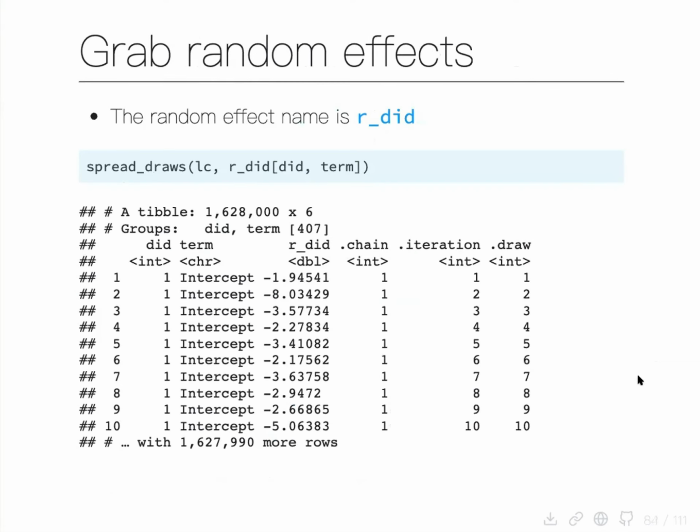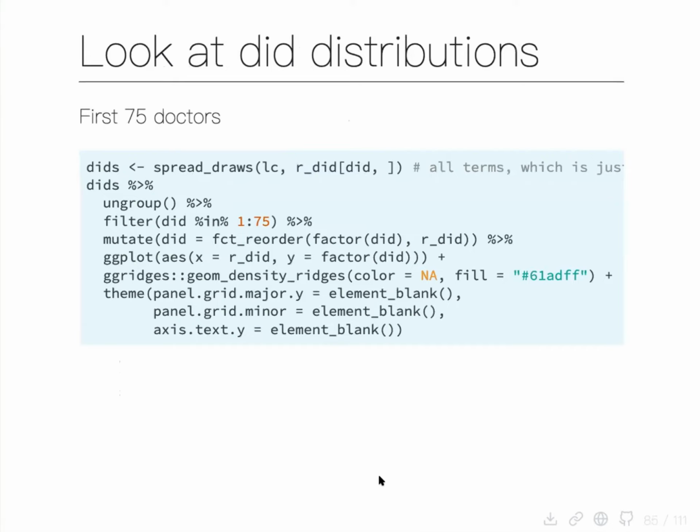But what I really wanted to get at was the random effects. So here I'm using spread draws on LC, where I'm saying get all of the RDID, okay? And so spread draws just gives me a little bit different thing, where before, well, so RDID is here now, okay? RDID and term. All right, so here's all of my draws now for each doctor.